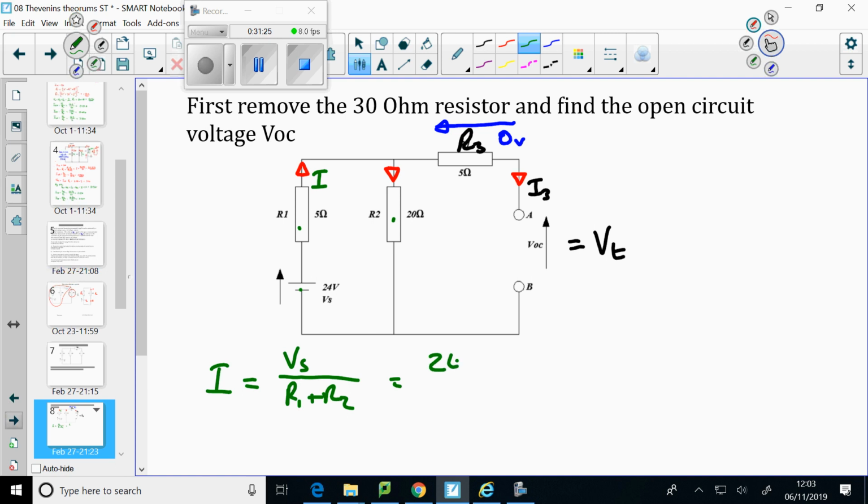So it's 24 over 25, 0.96 amps. What will that now allow me to do?